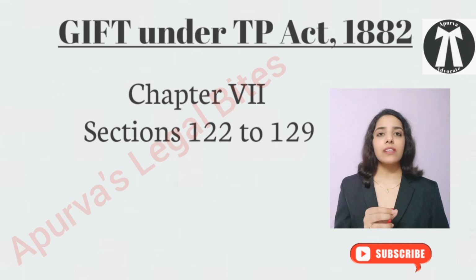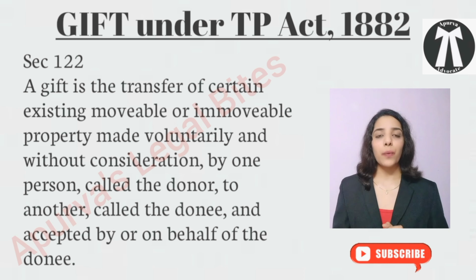Today I am going to discuss the provisions relating to gift under the Transfer of Property Act. First, Section 122. It says that a gift is a transfer of certain existing movable or immovable property made voluntarily and without consideration from one person to another person. So we can say that there are two parties in a gift, donor and donee. A person who transfers the property is called a donor, and a person to whom the property is transferred or to whom the gift is made is called donee.